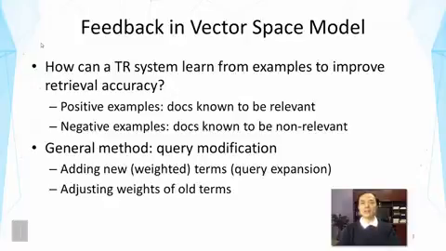The general method in the vector space model for feedback is to modify our query vector. Now, we want to place the query vector in a better position to make it accurate. And what does that mean exactly? Well, if we think about the query vector, that would mean we have to do something to the vector elements. And in general, that would mean we might add new terms, or we might adjust weights of old terms or assign weights to new terms. And as a result, in general, the query will have more terms. So we often call this query expansion.